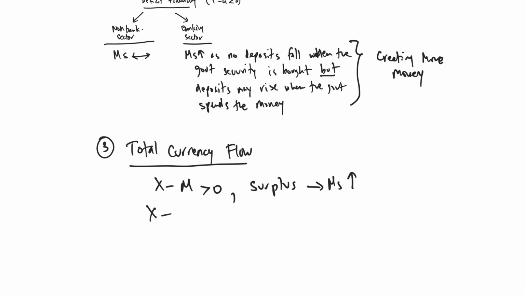Similarly, if X minus M is less than 0, you have a deficit. Deficit would mean more goods are coming in than going out, but more money is going out. And that would mean my money supply will fall. So a surplus on the current account may lead to money supply going up, while a deficit may lead to money supply going down. So these are the three reasons we discuss as to how the government can change, or how money supply changes, in an economy.